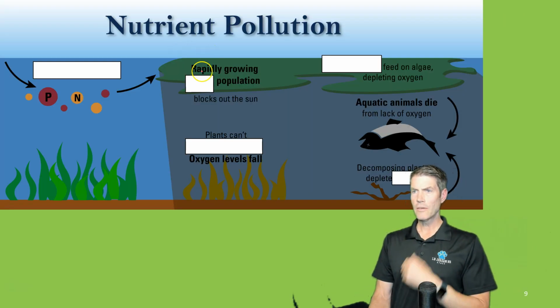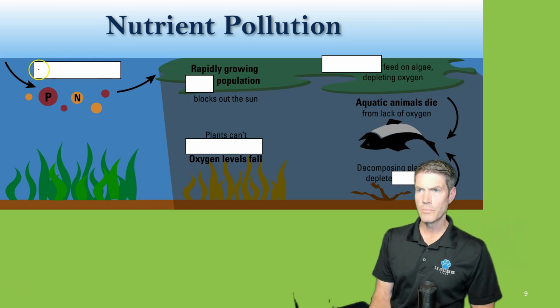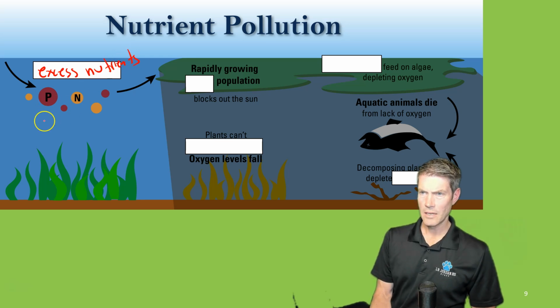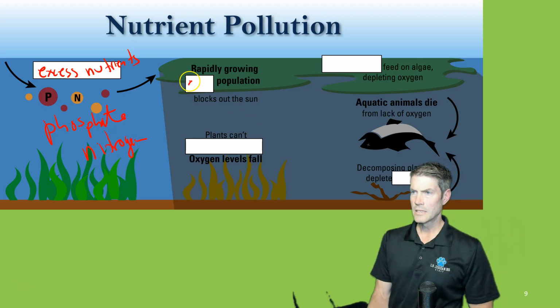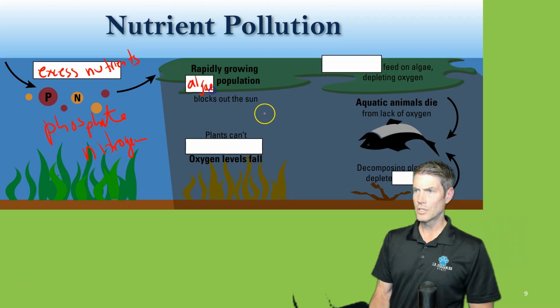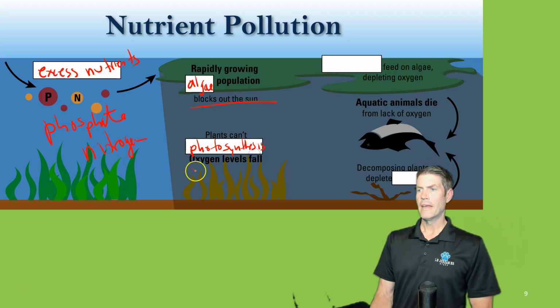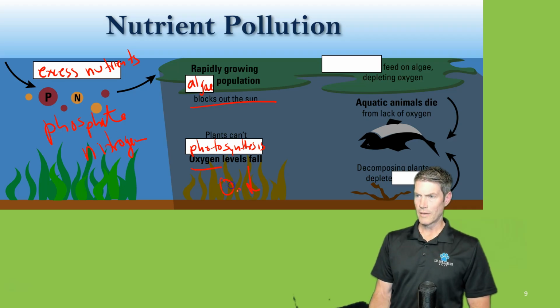So looking specifically at what happens with nutrient pollution, you have excess nutrients. We see here phosphate and nitrogen primarily. And then what that creates is a rapidly growing algae population. It blocks out the sun, and that prevents photosynthesis from happening. And then oxygen levels fall. O2 levels go down.